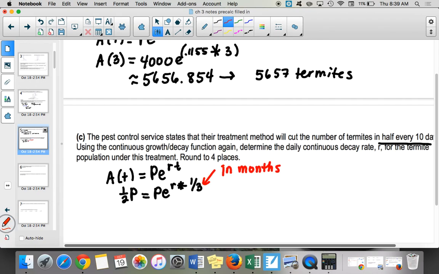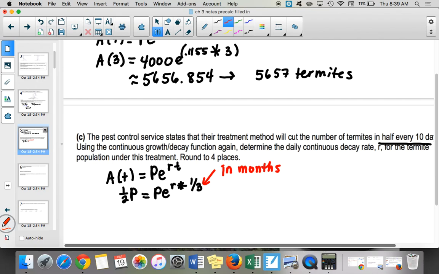That way, if I wanted to use those two equations together to figure out when we are going to have 0 termites, then we could do that. But I guess this is kind of like a new problem too. If you wanted to use 10 and then use days for getting rid of the termites, that's fine. It doesn't matter as long as you're consistent for this part of the problem.